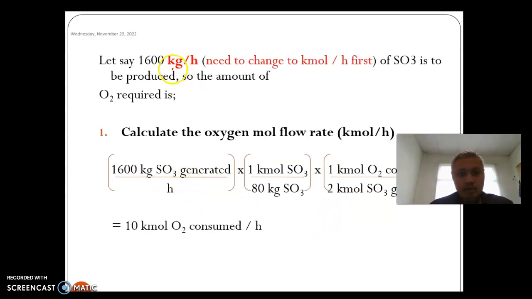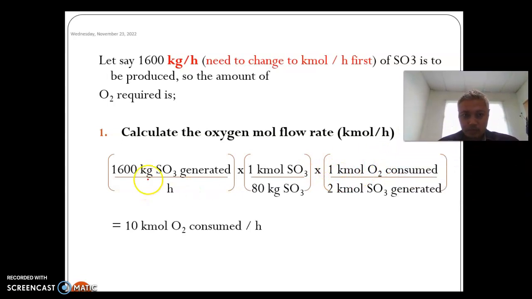Let's say we have 1600 kg per hour of SO3 to produce. So the amount of O2 required is, bear in mind, we need to convert this to kilomole first because we are using stoichiometric ratio. Stoichiometric ratio is based on the ratio between the number of mole between reactants or products. So what we need to do is we change it to kilomole by dividing with molecular weight of SO3, and then we can use the ratio where in this case we need to find the oxygen mole flow rate.